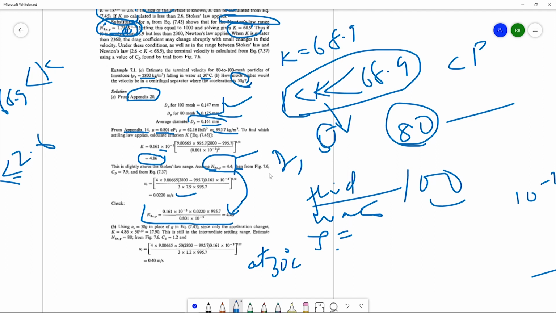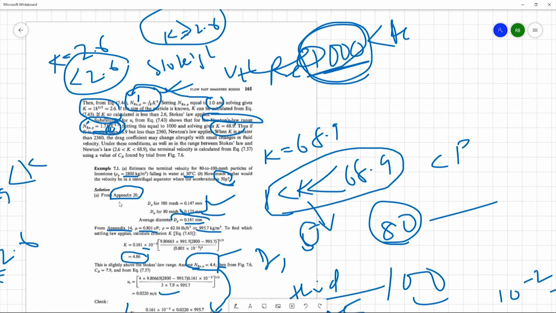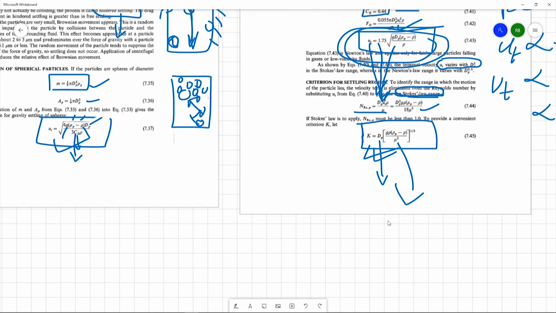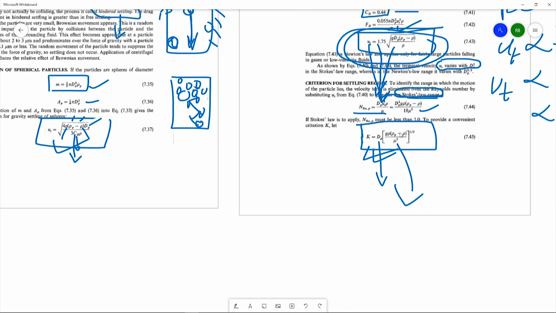So you have to recalculate the terminal velocity. Only the case is where the acceleration due to the gravitational field will be 50 times g. So the external field is this 50 g. So you have to use the previous equation for centrifugal field. So in this case, just calculate the k first. So how to calculate the k first? If you see the formula, this is the k value, right?